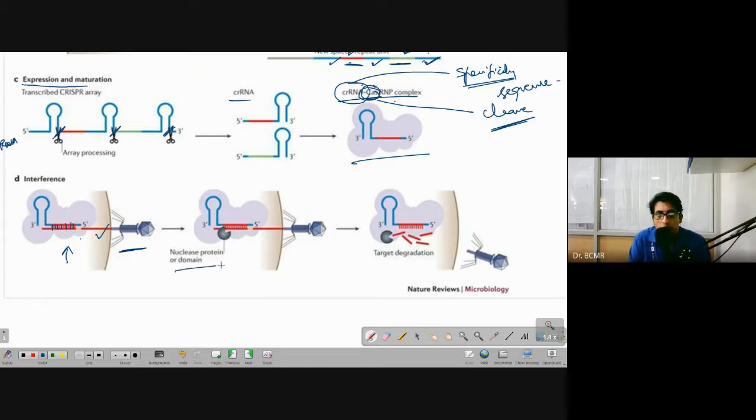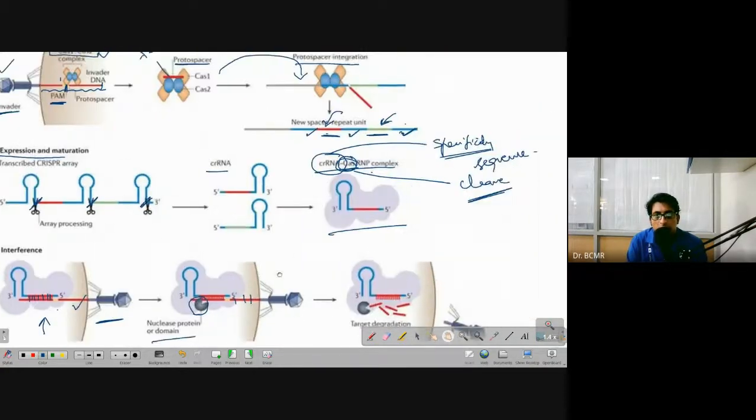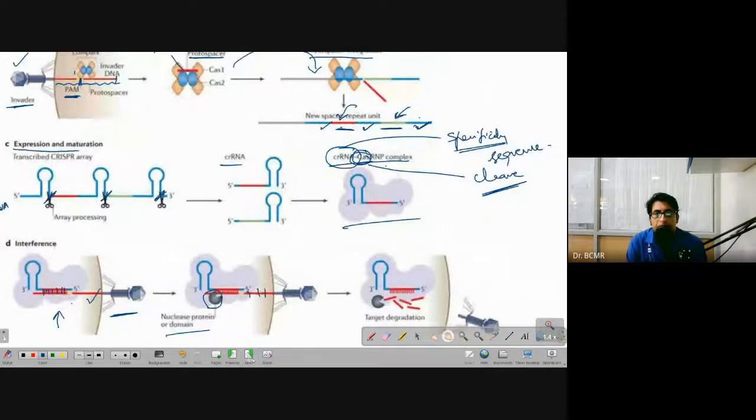So there is a nuclease protein domain. I mean, there are multiple proteins, of course, in different systems. We will discuss that in a little while. So it will recognize there and it will cleave this DNA. So the phage infection has been averted. Okay. So this is the overview of the steps.